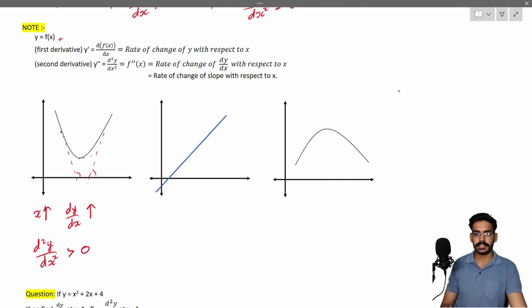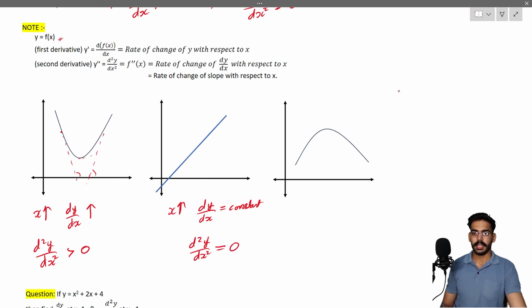Here, what is happening? If I increase the x, there is no change in dy by dx. dy by dx is constant. And we know the differentiation of a constant is 0. So d2y by dx square is 0.